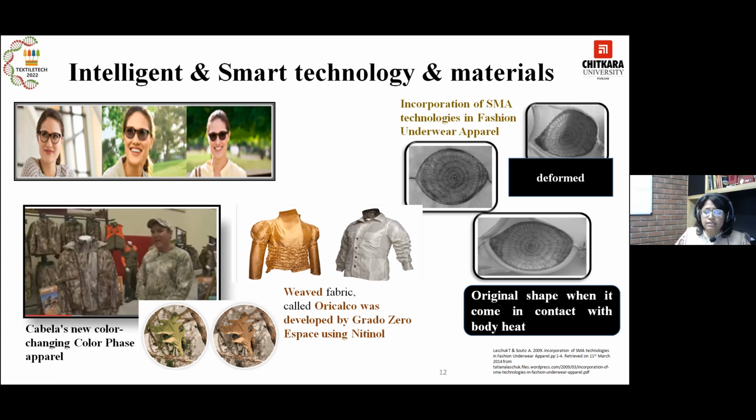Another example is Cabela's new color changing color phase apparel, where color changing pigment is added to the material. And at below 65°F, this jacket can change its temperature according to the atmosphere, and it is being used for military and army people.